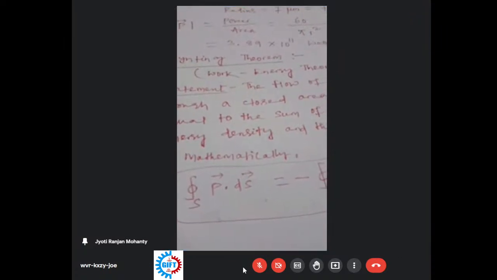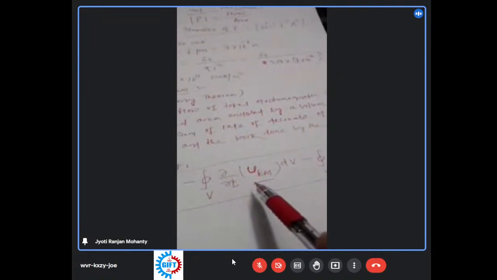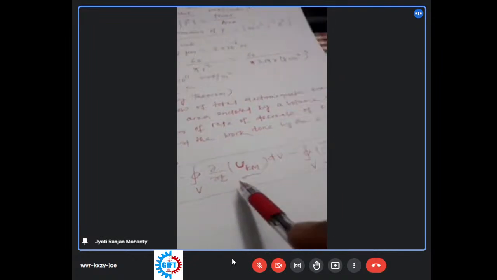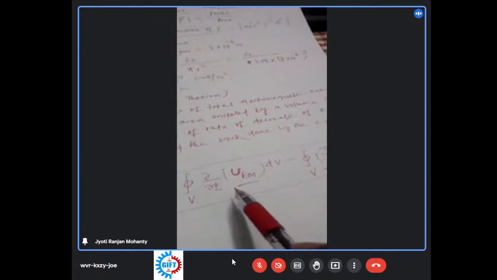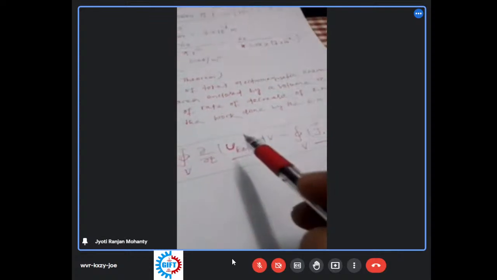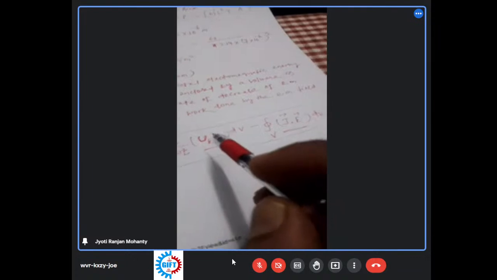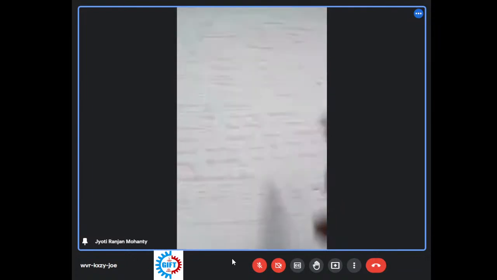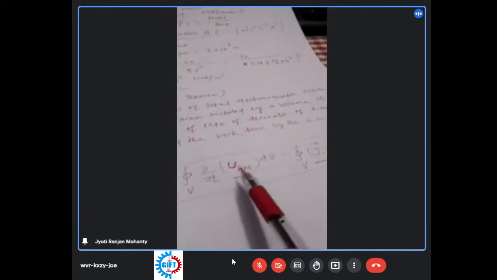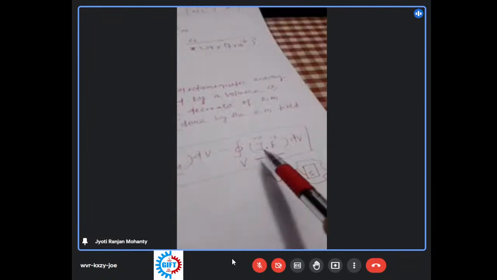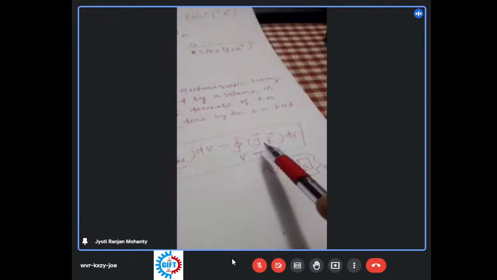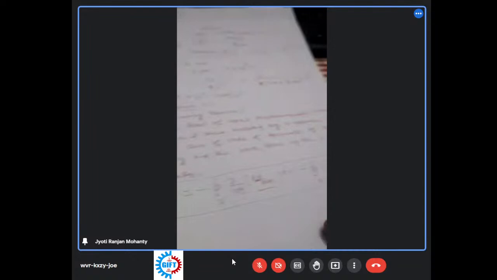Understood? Yes, sir. Or we can say the rate of decrease of total electromagnetic energy within a certain volume is equal to the rate of dissipation or loss of energy, and the rate of energy flowing out by the surface. So you remember this statement. The total electromagnetic energy is equal to rate of decrease of energy density and the work done by the electromagnetic field. So this is known as work energy theorem.